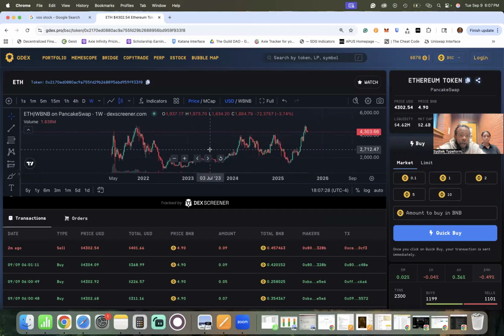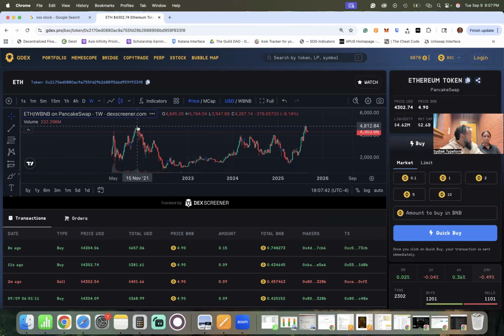Last cycle in 2022, we sold ETH at around 4,000. Once ETH hit 4,000, we sold. Then ETH went up to 4,700. We sold at 4,000, right? Now, the all-time high for ETH is roughly 4,800. Okay? 4,800.